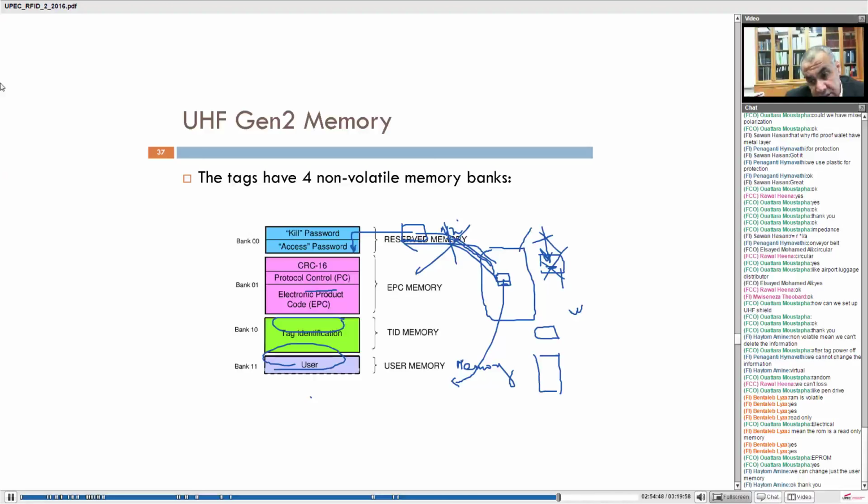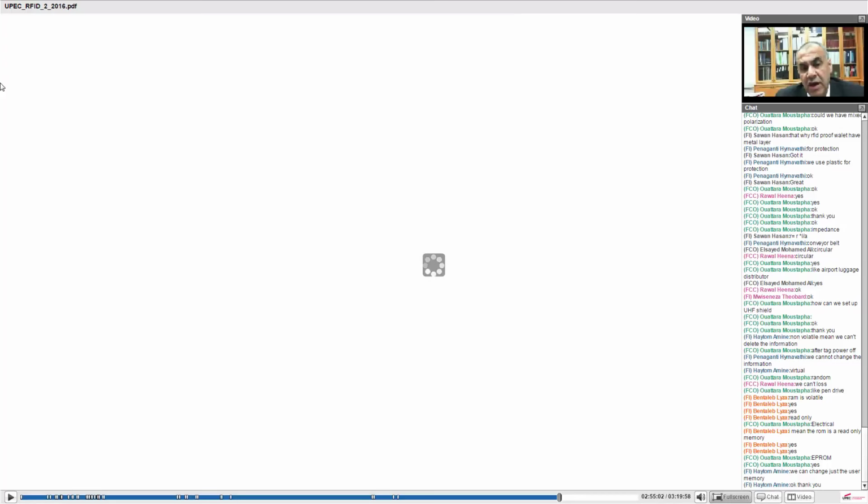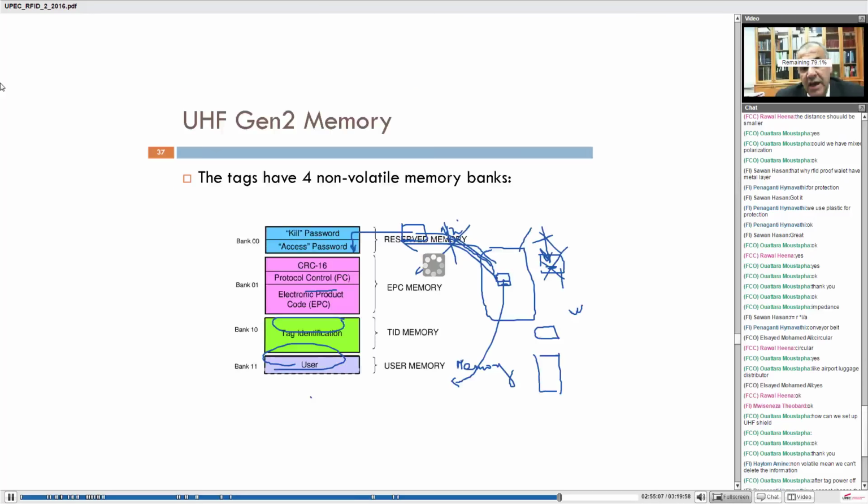So remember: reserved memory, EPC memory, TID memory, user memory. In bank 00, you have the key and access passwords. In bank 01, you have the cyclic redundancy code, which is a code to control the errors. You know this in computing, it's very common. This is to verify, to check if your communication is right or not.